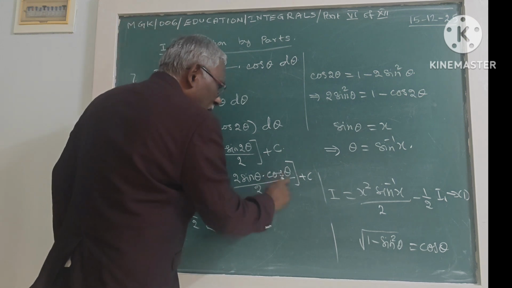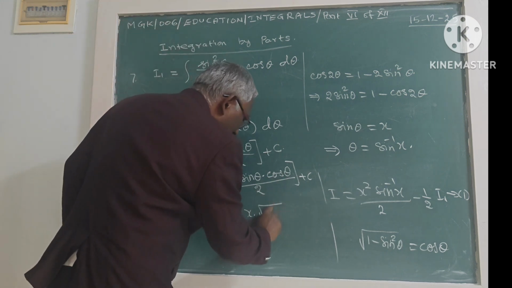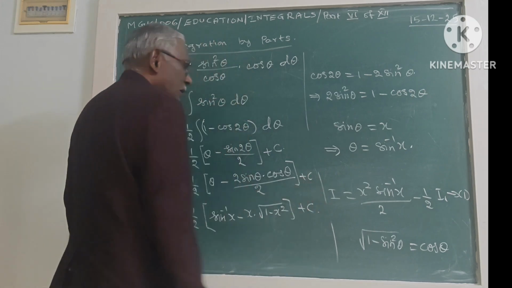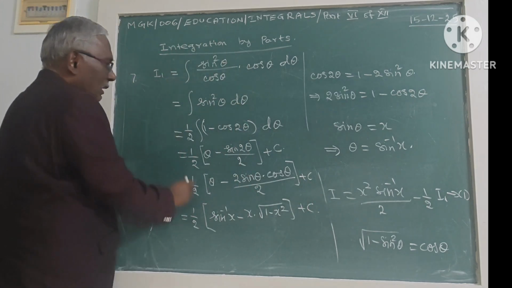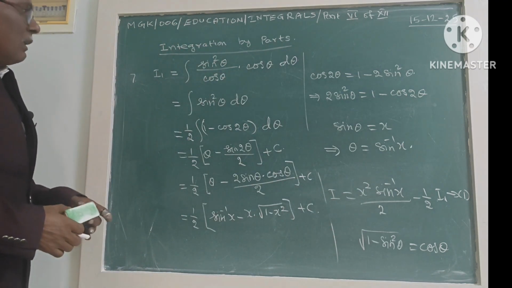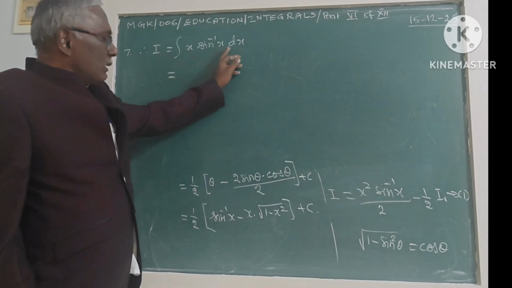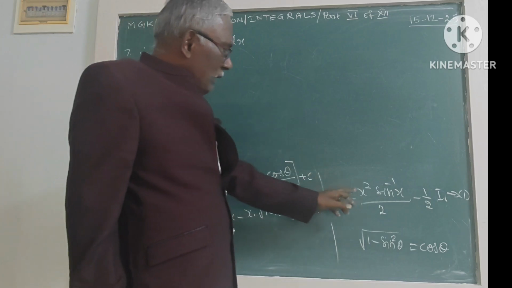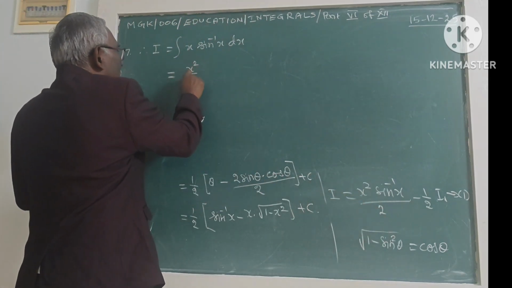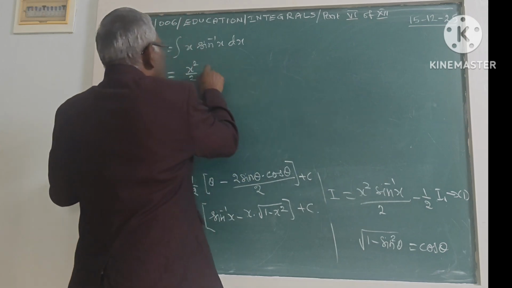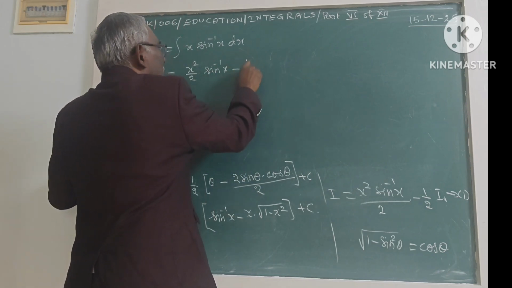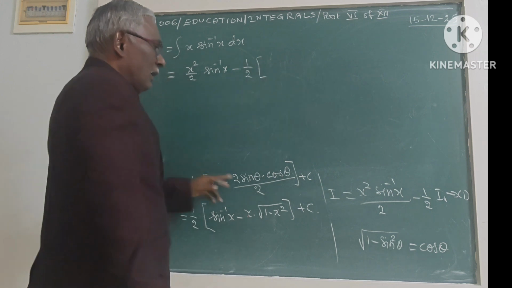So that means cos theta will be square root of 1 minus x square plus constant. Now this value you have to substitute here to get the value of the integral. I, the integral of x sine inverse x, is nothing but x square by 2 into sine inverse x minus half times I sub x1.